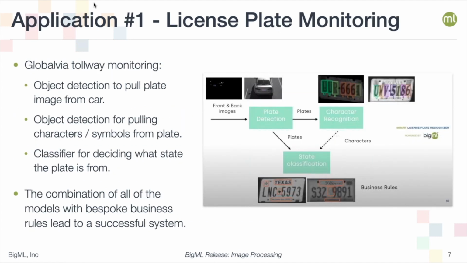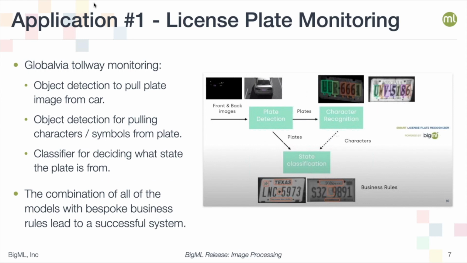So just digging a little bit deeper, here's an application we solved for Global Via. They're doing tollway monitoring. And a lot of what they want to do right now is just track the people coming onto the tollway and leaving the tollway. First of all, we get front and back images of the car as it goes onto the tollway. We take a look at the license plate. We need an object detection algorithm to tell us what the characters are on the license plate.